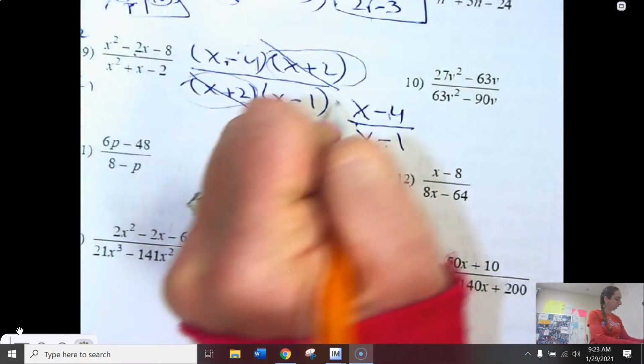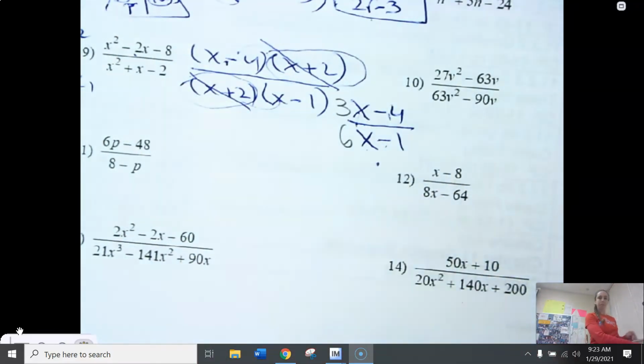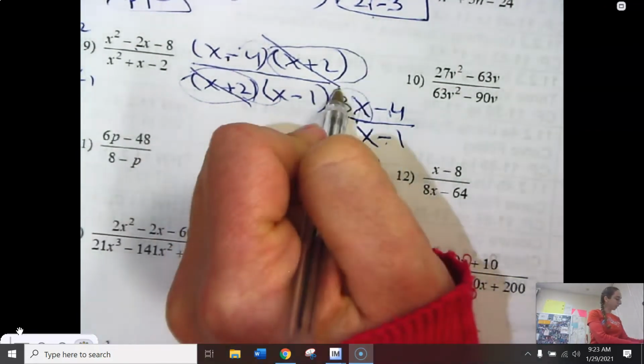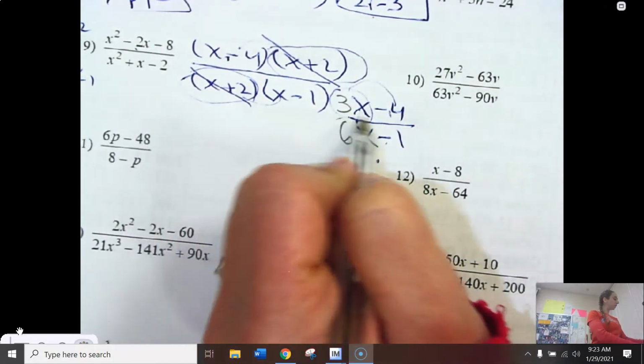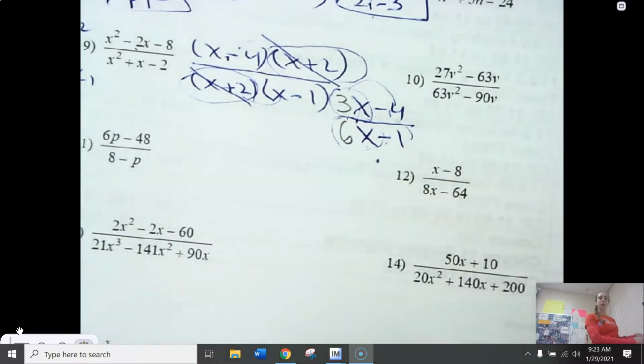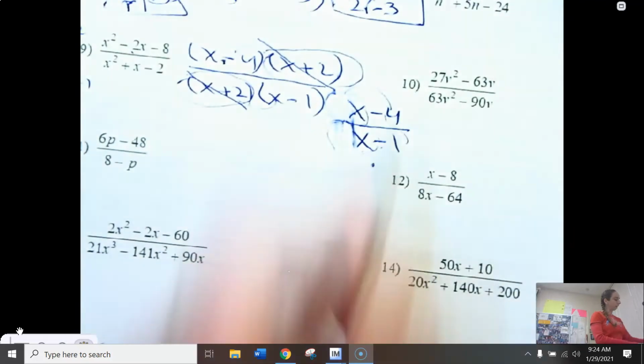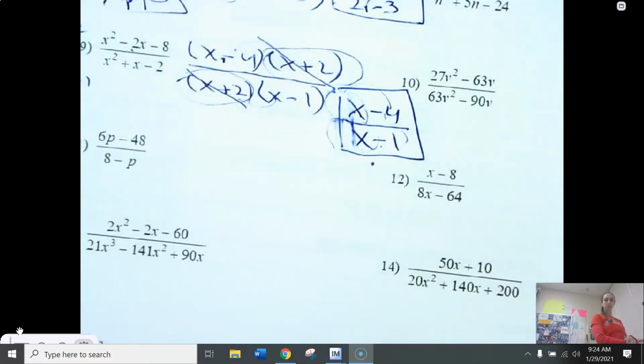What if I had this and this? Could I do it now? No, because this 3x is being subtracted. This 6x is being subtracted. So I cannot do that unless that whole darn thing is being multiplied. Okay?